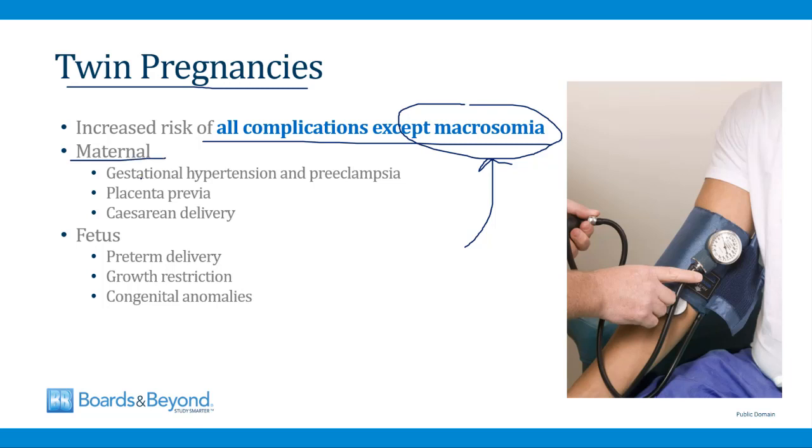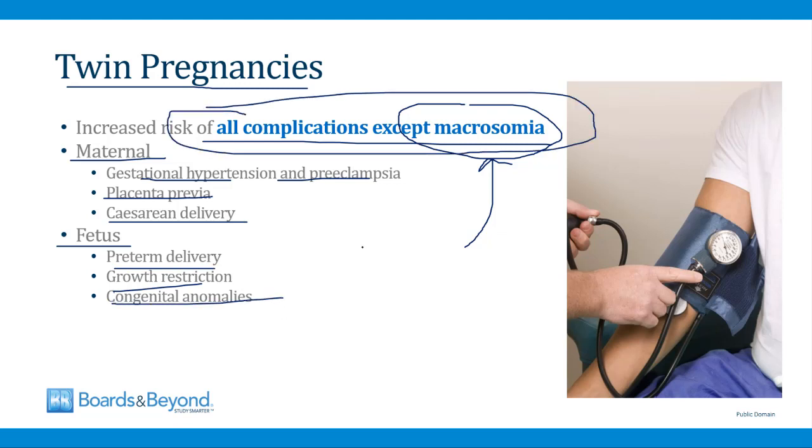So in the mother, gestational hypertension and preeclampsia are more common, so is placenta previa, so is the risk of needing a cesarean delivery. For the fetus, there's an increased risk of preterm delivery, growth restriction, and congenital anomalies. As I said, all complications except macrosomia are increased risk in twin pregnancies.